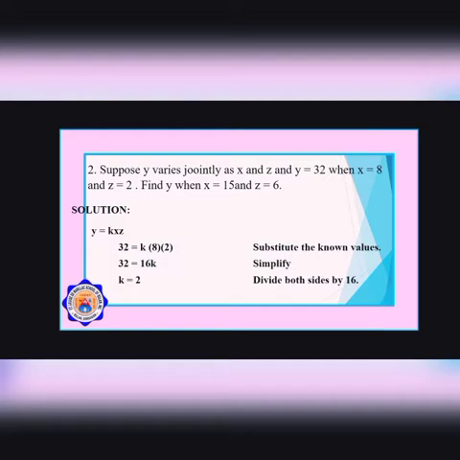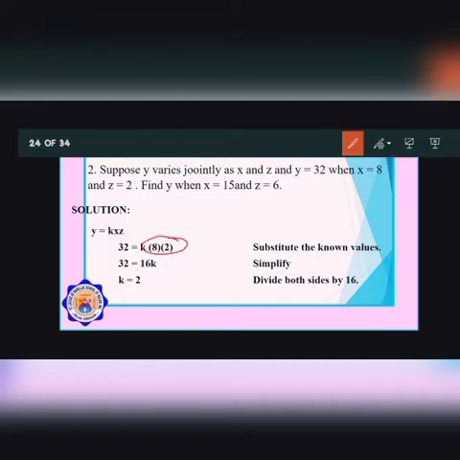Now, simplify. So, 8 times 2 is equal to 16, so 16k is equal to 32. Then, to get the value of k, divide both sides by 16. So, 16 divided by 16 is equal to 1 times k, that is k, is equal to 32 divided by 16, which is 2, because 16 times 2 is equal to 32. So, the value of k is equal to 2.